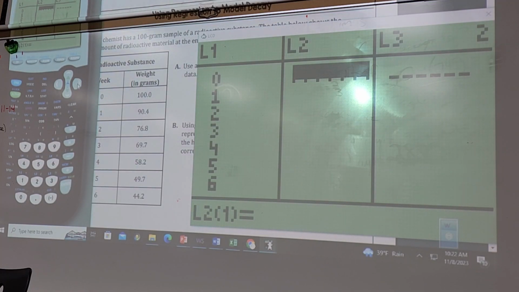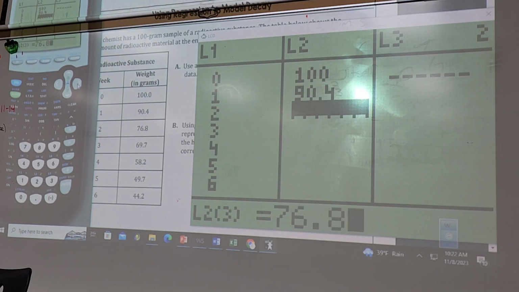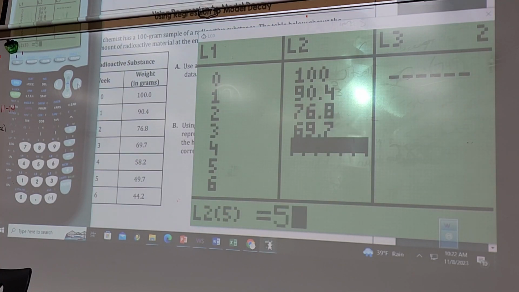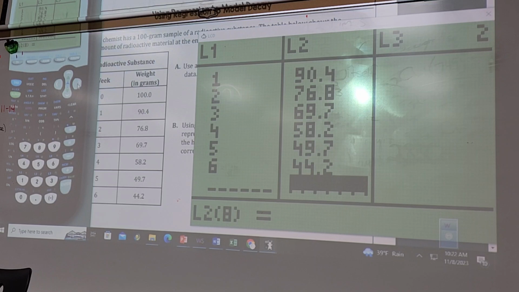So in L2, I'm going to plug in 100, 90.4, 76.8, 69.7, 50.2, 49.7, and 44.2. It's important to stay calm when using technology.